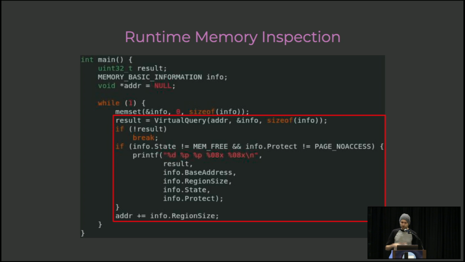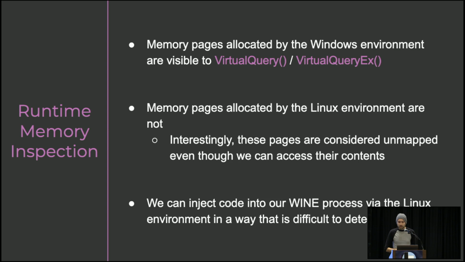And so if you use VirtualQuery on a block of memory that is not allocated at all, what you'll see is that the state of this memory is the value MEM_FREE, and the protect value is PAGE_NOACCESS. This means that if you tried to access that memory, you would get an exception because there's nothing there. It's unmapped memory. This works fine on Windows, but again, you get weird results when you do this on Wine.